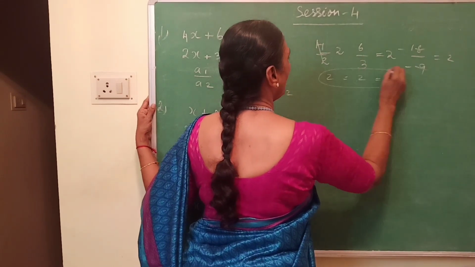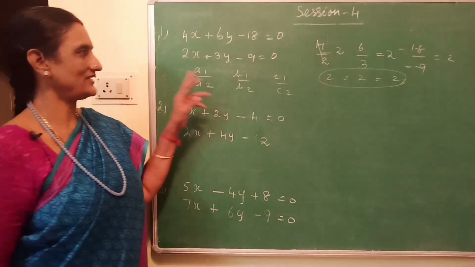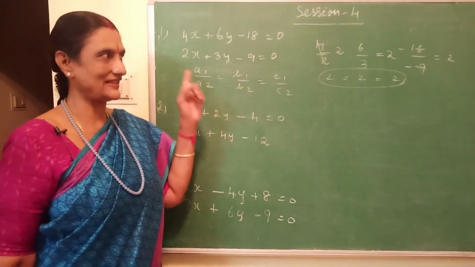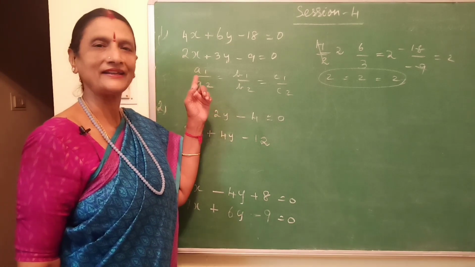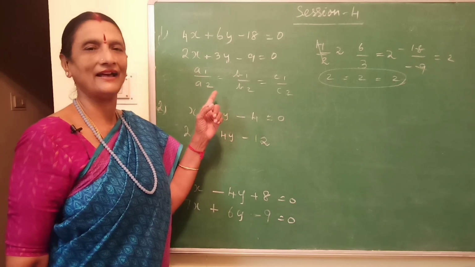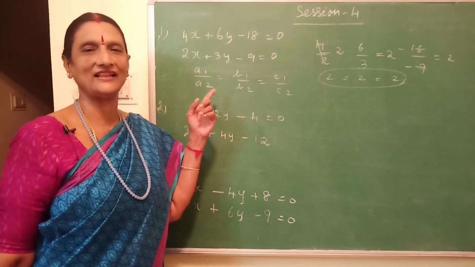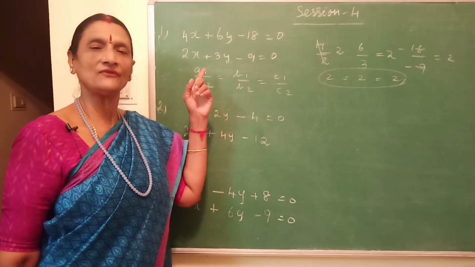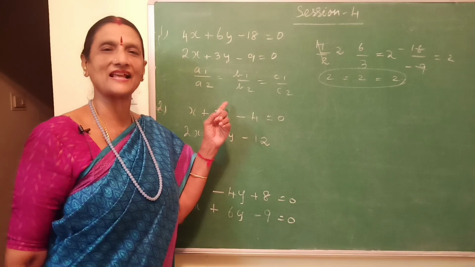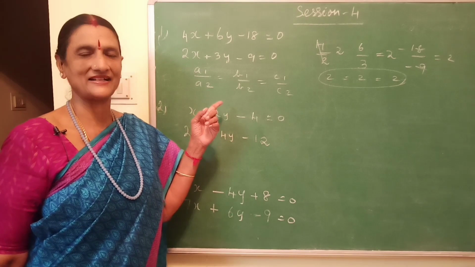That means all the three are equal. A1 by A2 is equal to B1 by B2 is equal to C1 by C2. All the three ratios are one and the same. Therefore, if you attempt to draw these equations on the given graph sheet, you will have both the lines as coincident lines. One line will coincide with the other line. So if that is the case, what will happen to the solutions? The solutions of the equations are infinite. What about the nature of the equations? We say they are consistent.